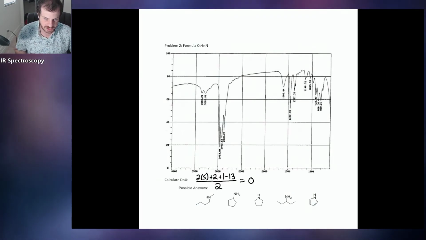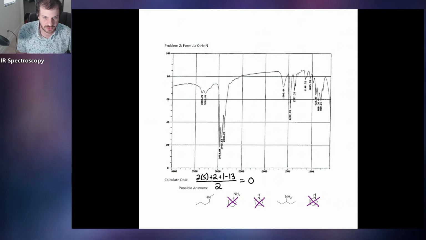That means we can only consider compounds that have no pi bonds and no rings. So I see some molecules with rings. I'm going to go ahead and cross those out because those can't be right because that's a degree of unsaturation. Also, the last compound there has a ring and some pi bonds, so that can't be right either. So immediately, just by using the degrees of unsaturation, we've limited it down to 2 possibilities.